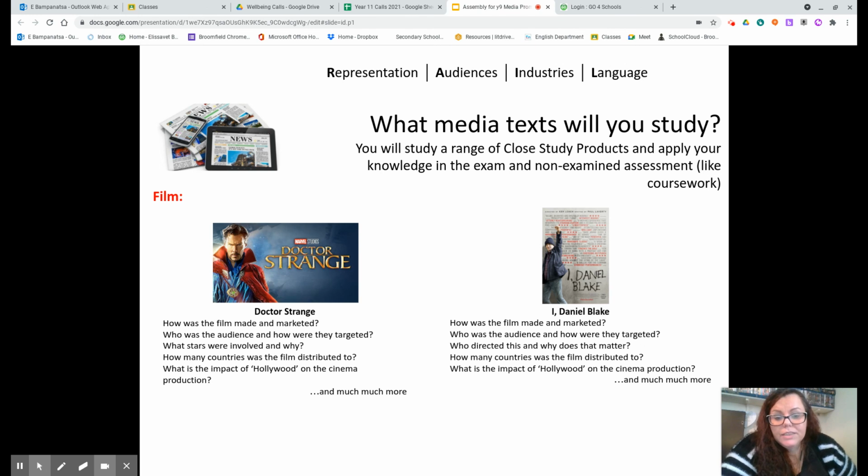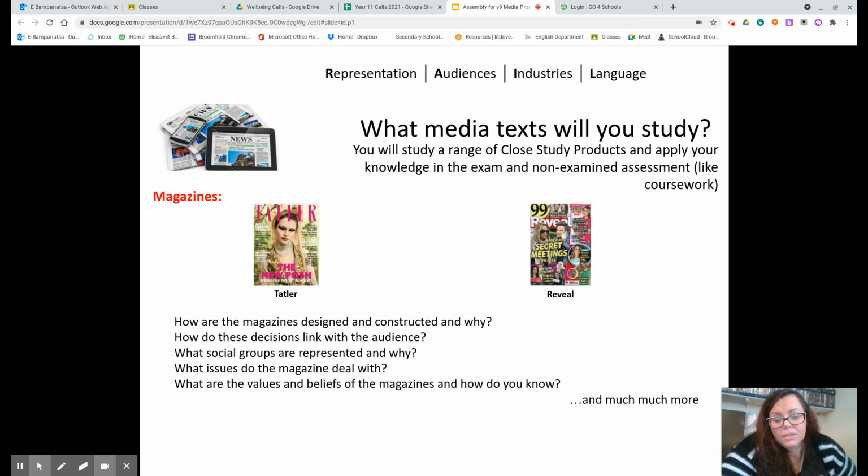And of course, we're looking into films, and we are going to carefully study Doctor Strange, where we're going to watch it and analyze it, alongside I, Daniel Blake. What are the differences? One is a very, very expensive film. The other one is not, but were they both successful? These are the things we're going to be talking about. And then, of course, we're looking at magazines. We're going to talk about Tatler and Reveal. What are the differences? What about the representations? What are the issues that magazines are facing nowadays? And what kind of values and beliefs do you think those magazines represent?